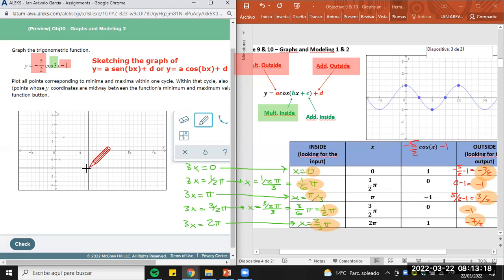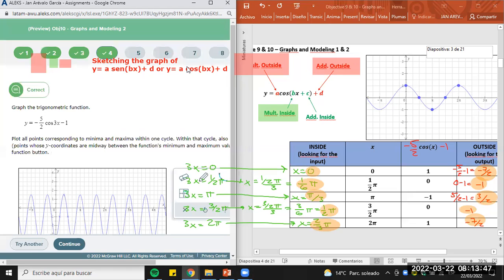All right. And then we have 1/2 of pi, minus 1. 1/2 of pi is over here, minus 1. Yeah. And then 2/3 of pi, minus 7 halves. 2/3 is over here, minus 7 halves. Alex, please graph that and check it. All right. Thanks.